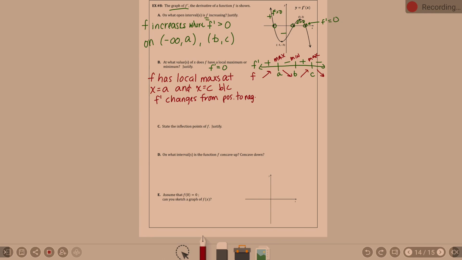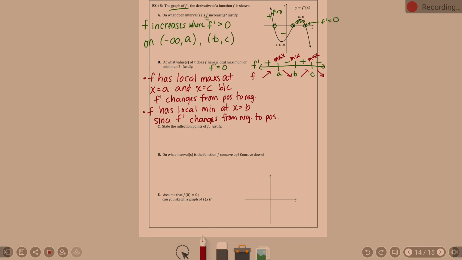We also need, F has a local min at x equals B, since F prime changes from negative to positive. I debated how I should write that, maxes, because I don't know. Make it whatever you want.